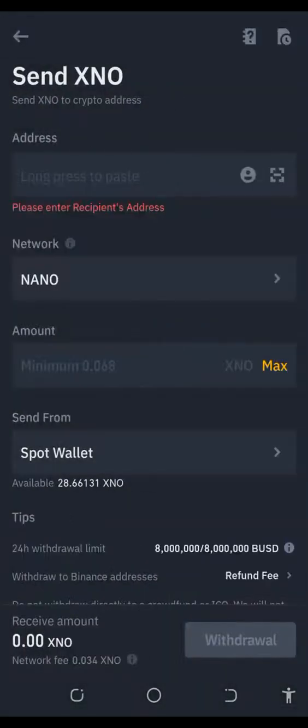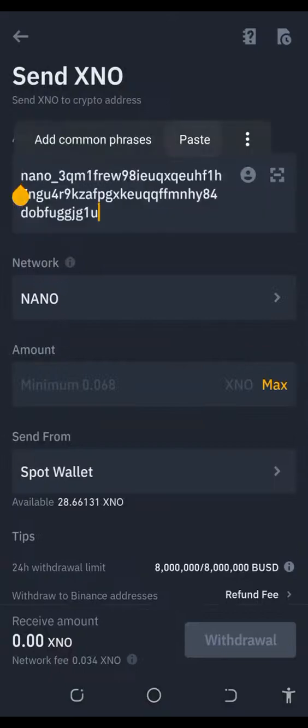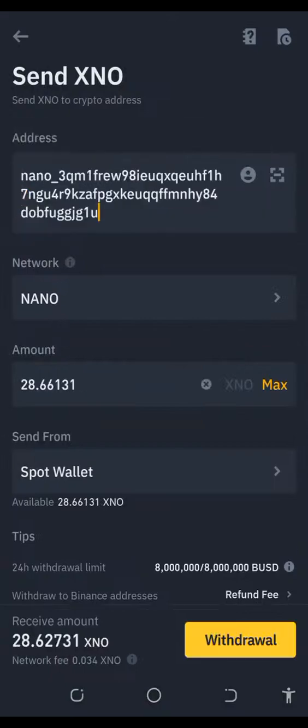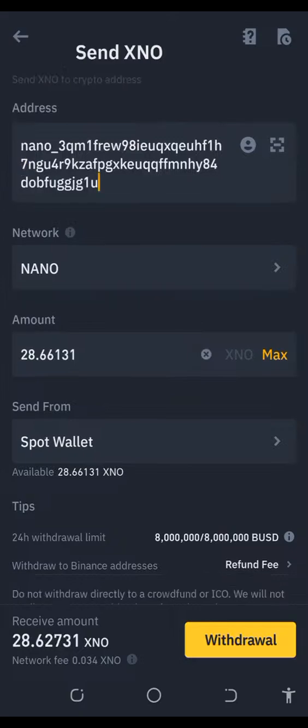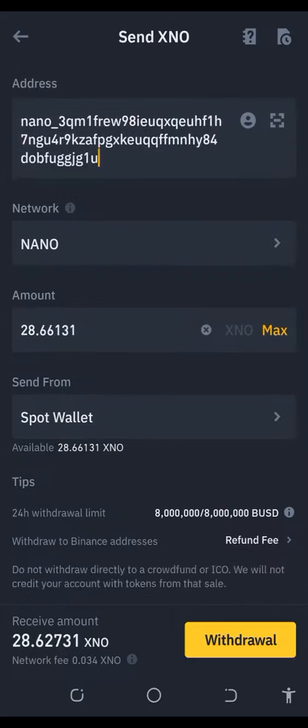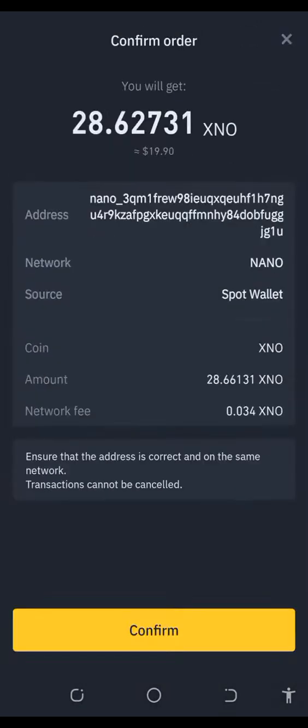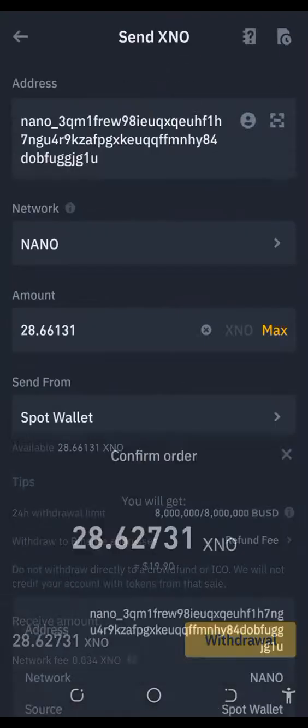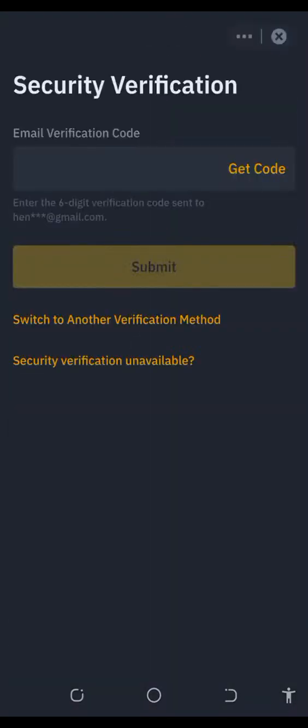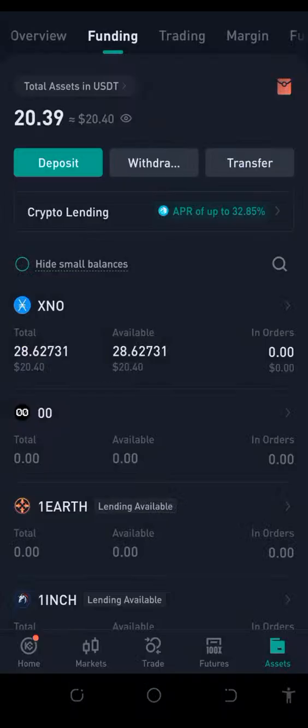Okay, now let's click on the address. Let's paste that in. Let's click on the max. Okay, so everything is here. You can see we're going to get 28.62. So let's go ahead and click on withdraw. Okay, so let's quickly do this. All right, so I'm going to put in my verifications and I'll be back to continue the trade.